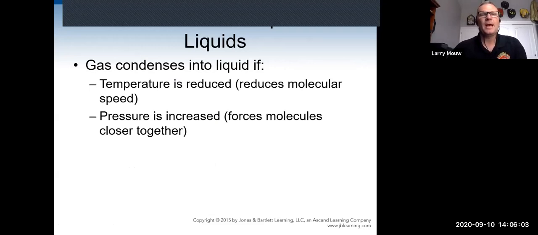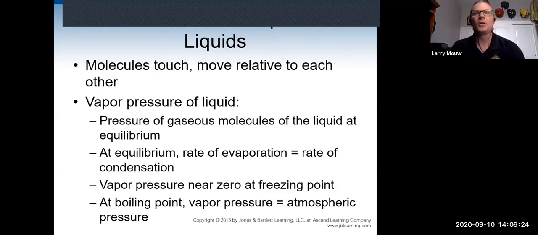So liquids: a gas condenses into a liquid if the temperature is reduced. So how do we make a gas into a liquid? We lower the temperature. That temperature is reduced and it begins to go from the gaseous state to the liquid state. We can also move it into a liquid by the pressure being increased. This forces the molecules closer together. The molecules touch, they move relative to each other.